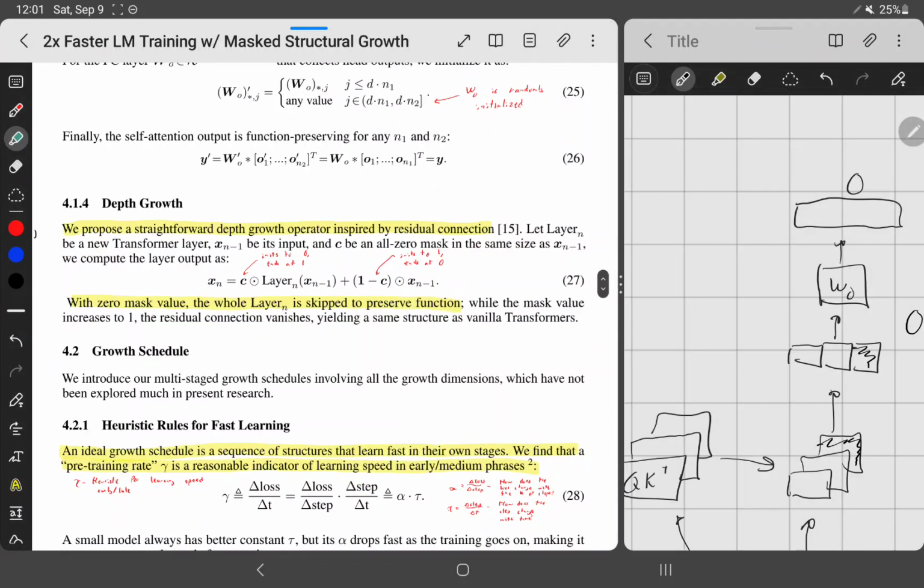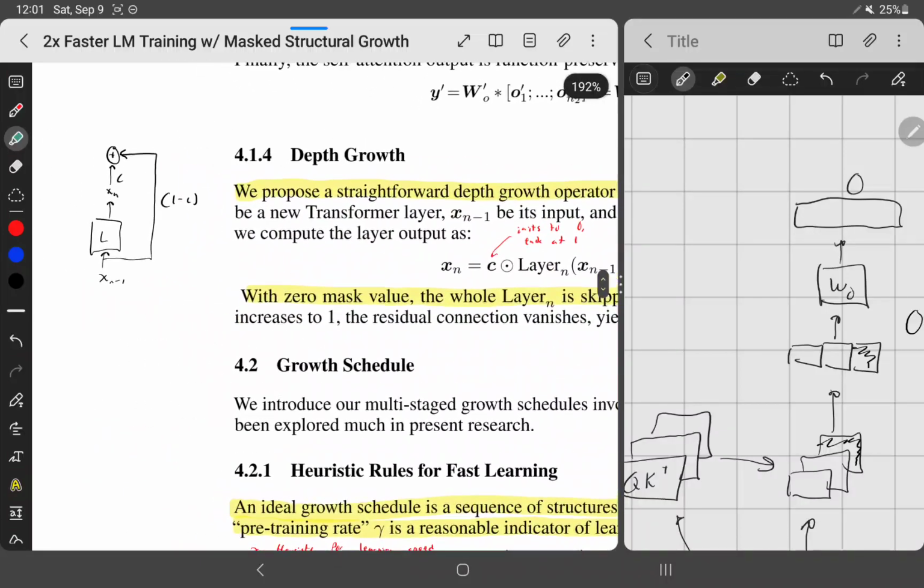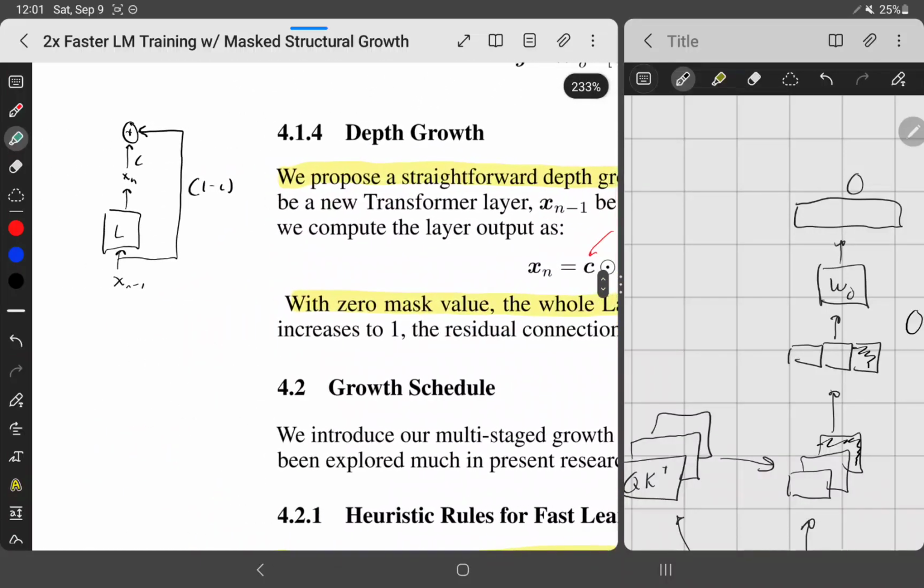And finally, we have depth growth. Depth growth is pretty easy. If we look over here, if we have a layer here, maybe this is our output. This was our old output, and this is the output of the model. But if we add a new layer, then this model output will go through this layer. Now, the idea here is we take this output here, and we multiply it by a mask.